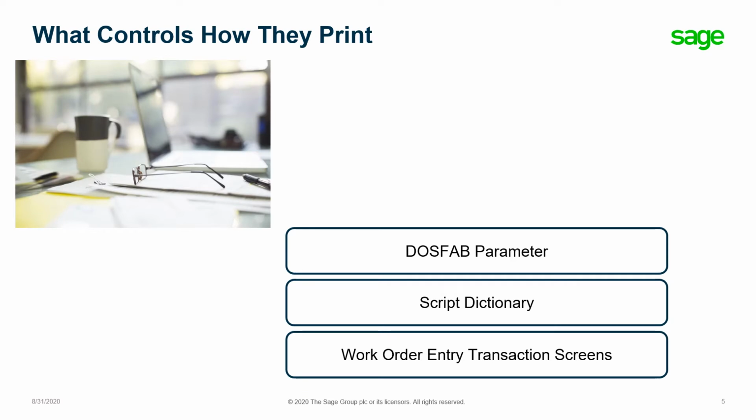What controls how these print? They're controlled by a DOSFAB parameter, through the script dictionary, and finally on the work order entry transaction screens.